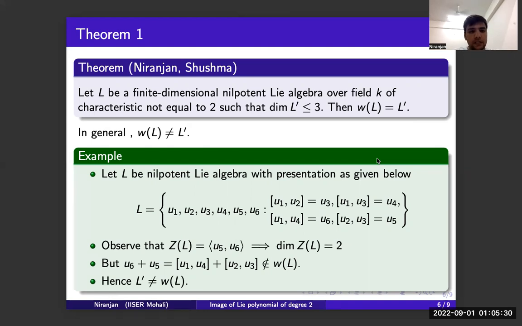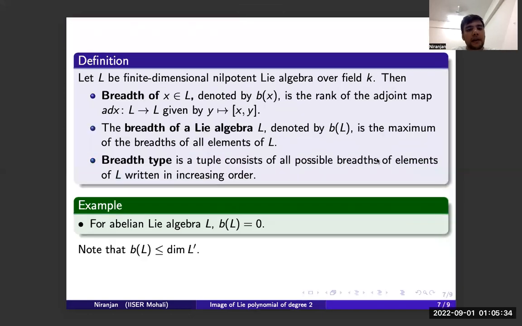For that, we need some notation, which I will define. If L is a nilpotent Lie algebra over the field K, and X belongs to L, then the breadth of X is the rank of the adjoint map from L to L given by Y going to the Lie bracket of X and Y. Now the breadth of a Lie algebra is the maximum of the breadths of all the elements of L. If the Lie algebra is finite dimensional, this will be a finite non-negative integer. The breadth type is a tuple consisting of all possible breadths of elements of L, written in increasing order.